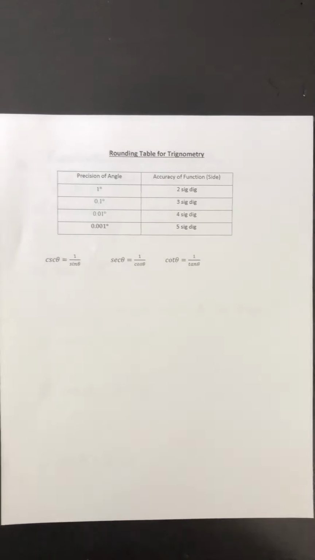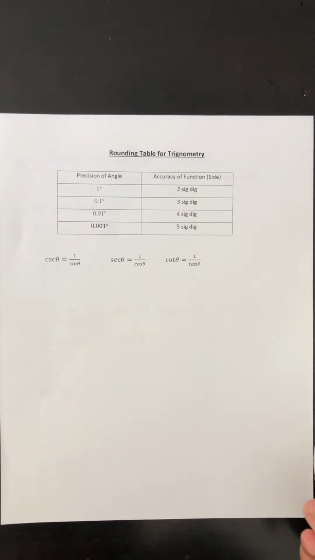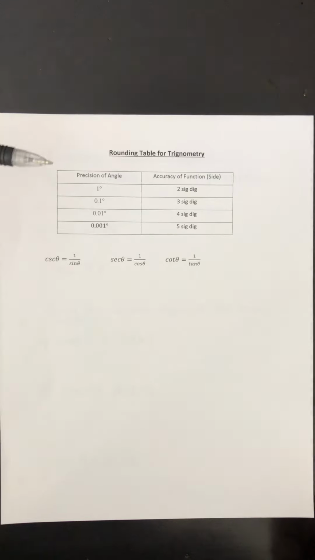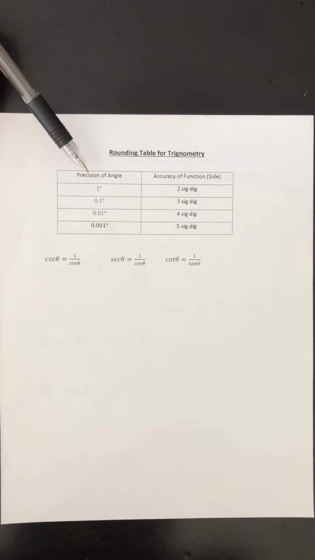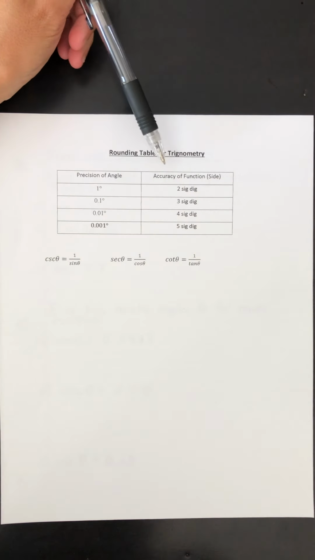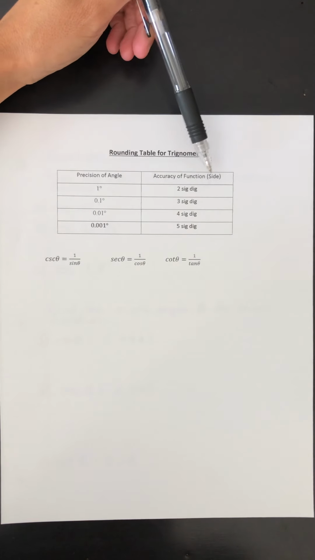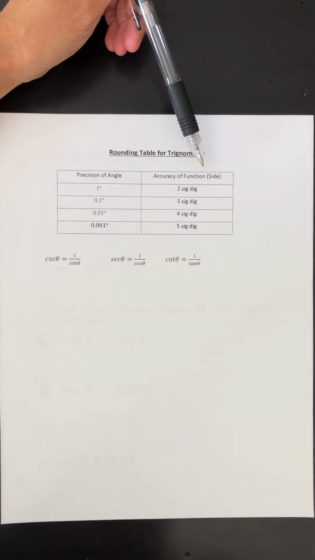Okay, welcome back. This is our second trigonometry video. And just before we get started with our examples, I want to make sure we go over the rounding table for the unit. The table compares the precision of an angle with the accuracy of a trig function. This will also be true for side lengths when we start solving right triangles.